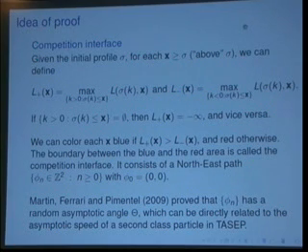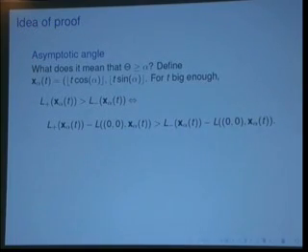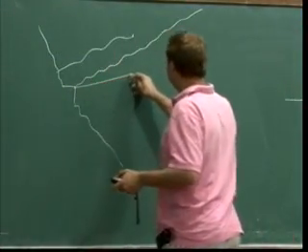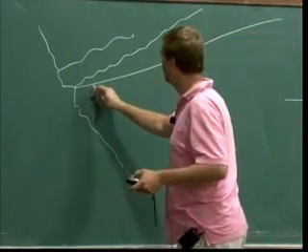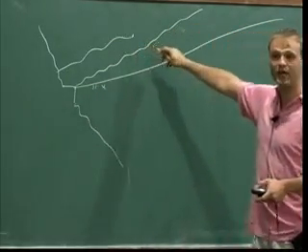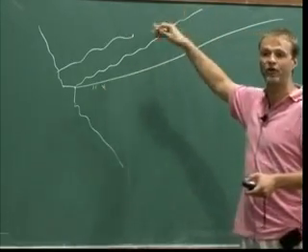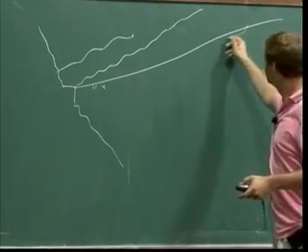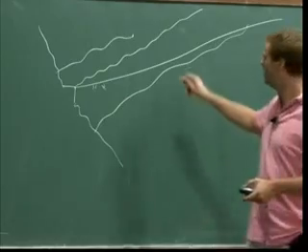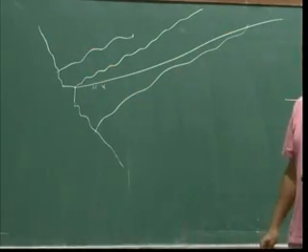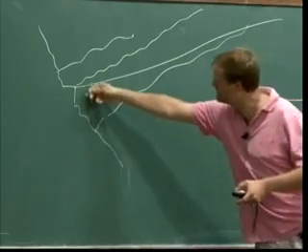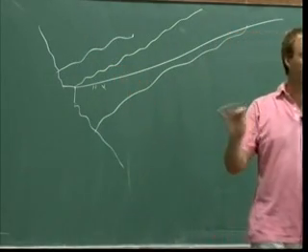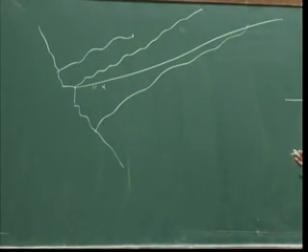So, what does it mean that the angle of this thing is bigger than some alpha? Well, let's say I take a line with angle alpha, and I say that my competition interface is above alpha from some point on. What does that mean? It means that this point is closer to this part of the path than to that part of the path. So we want to compare these distances. And if we can compare that, then we will be able to calculate the probability and we'll be finished.